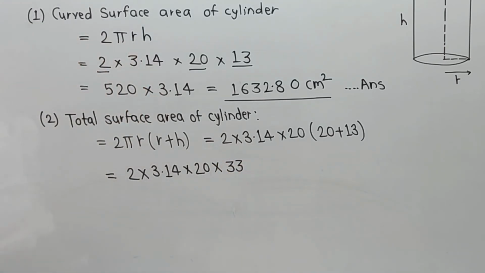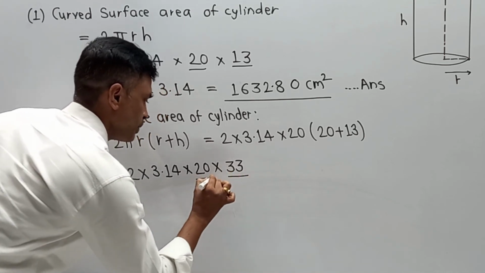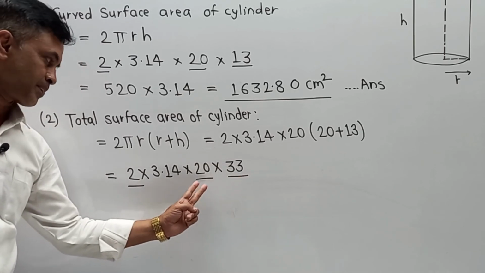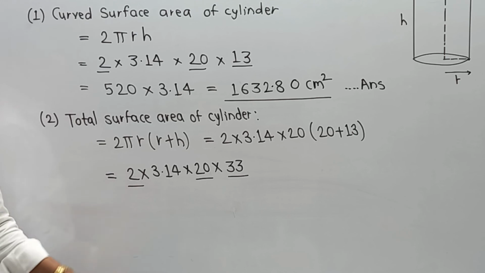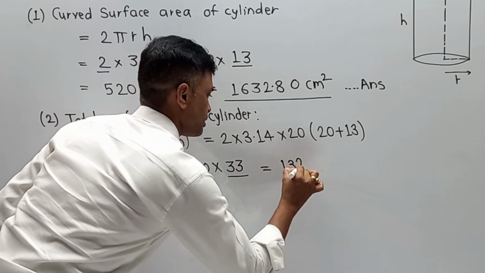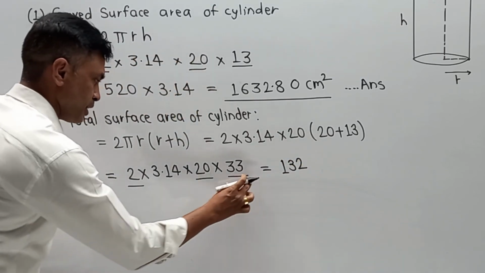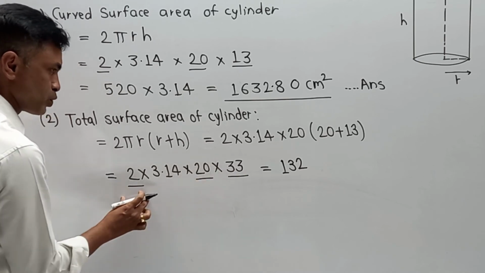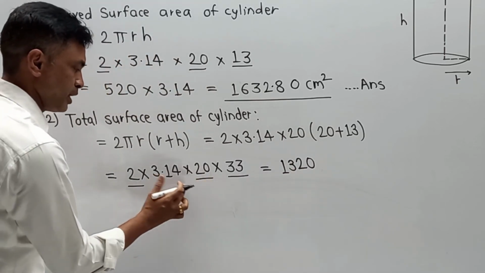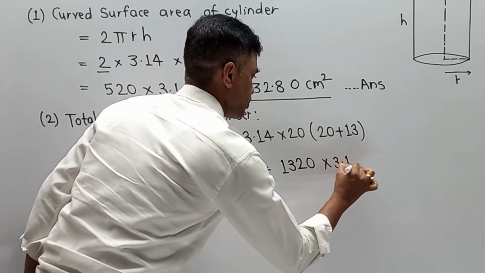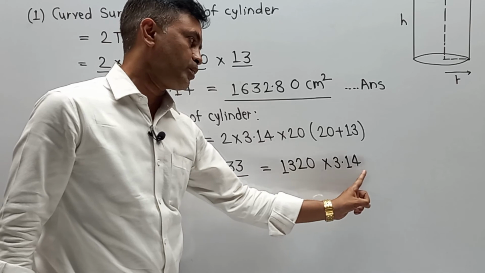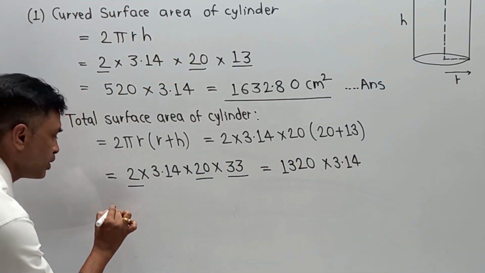Again I am going to do the same thing. Here I am going to multiply 33 with 20 with 2. Now 33 into 2, 66, and 66 into 2, that becomes 132, and including the 0 because it is over here, into 3.14. Now again we have to do the product of 1320 into 3.14.